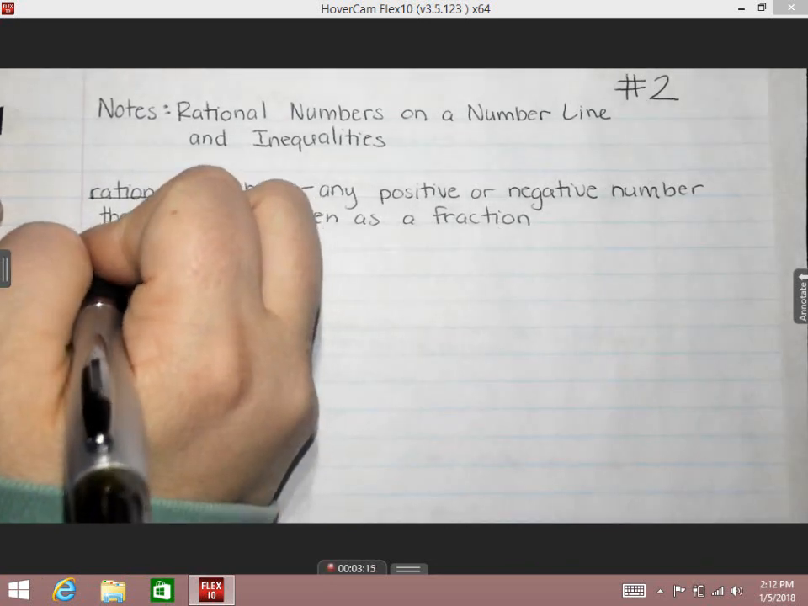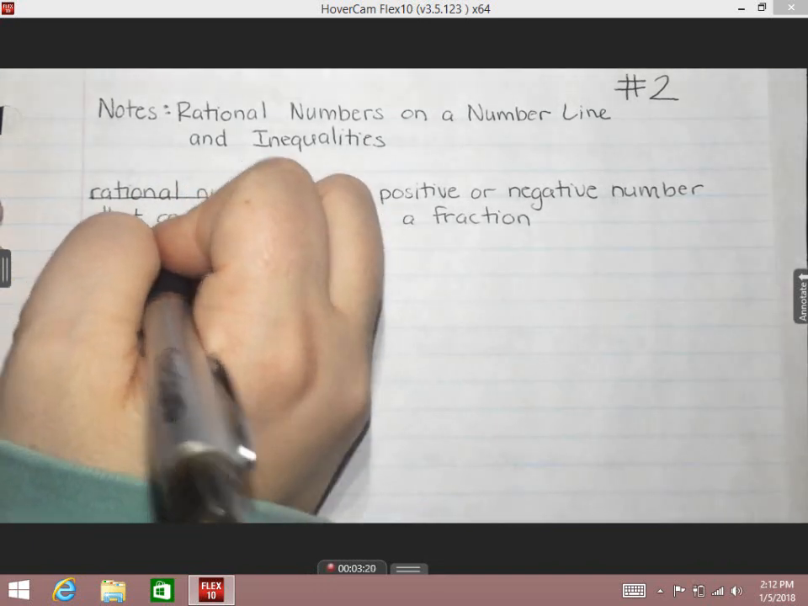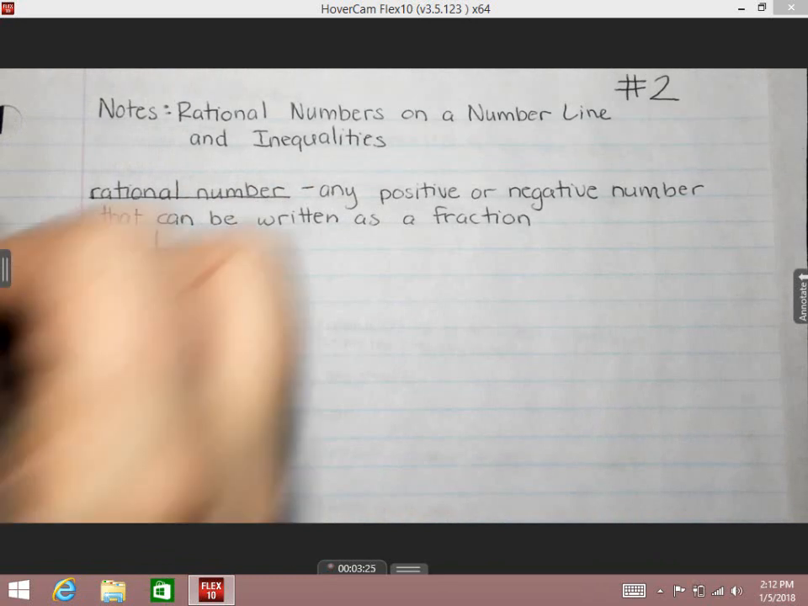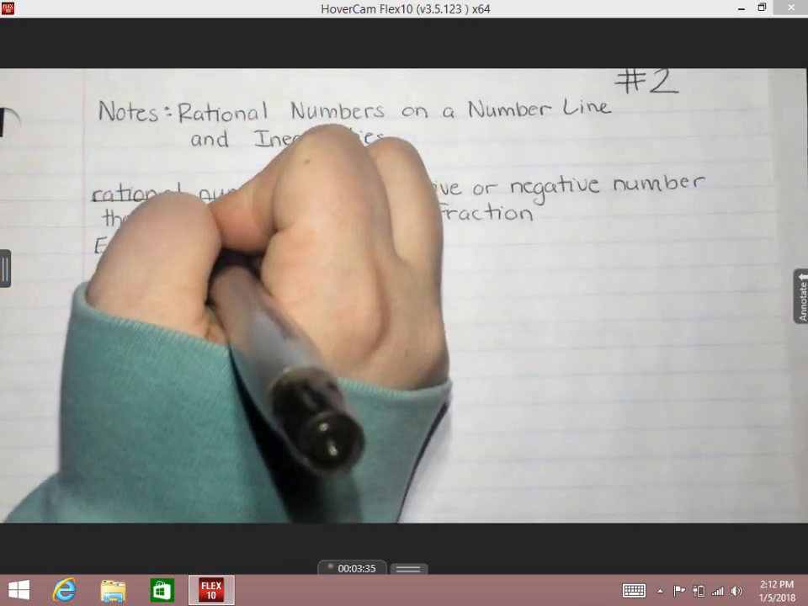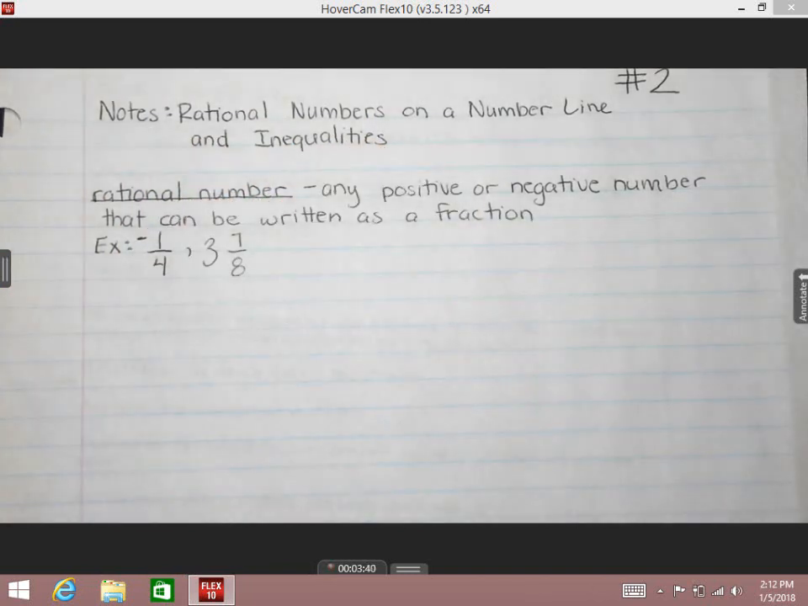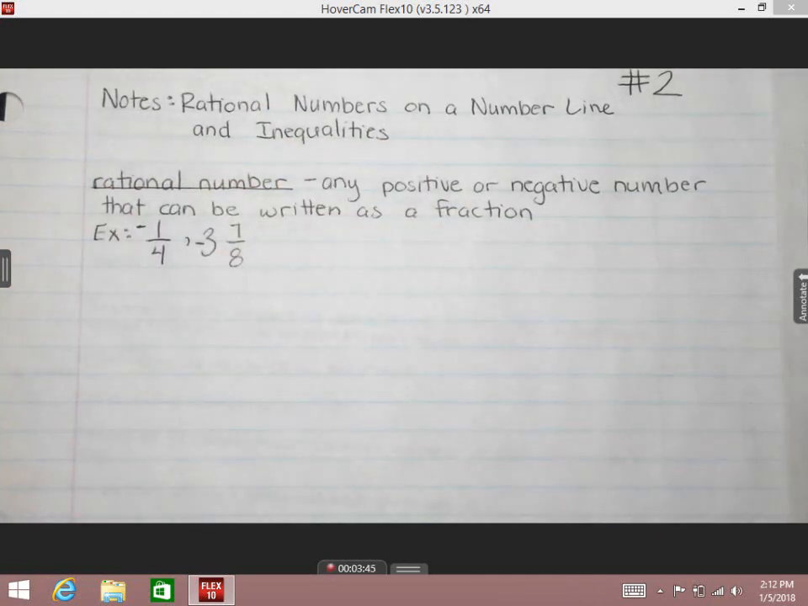All right, so let's look at some examples of what would be considered rational numbers. An obvious example would be 1/4. Obviously, 1/4 is a fraction, correct? Then I could also just say negative 1/4, so negative 1/4 is also a rational number because it's a fraction. 3 7/8 is a rational number because it has a fraction. Negative 3 7/8 is also a rational number. What other types of numbers can I write as fractions?